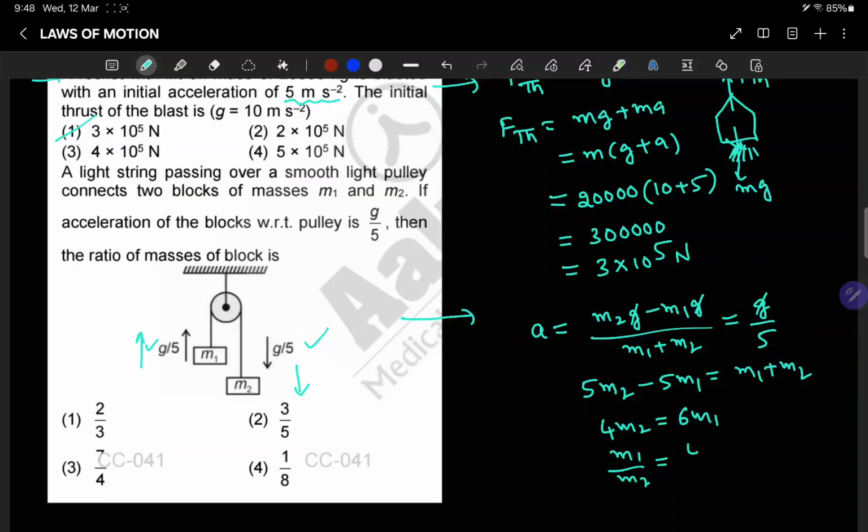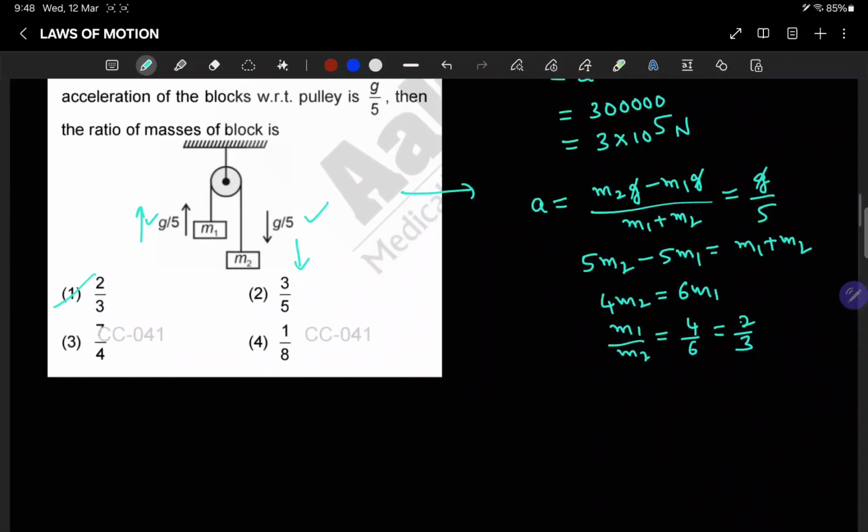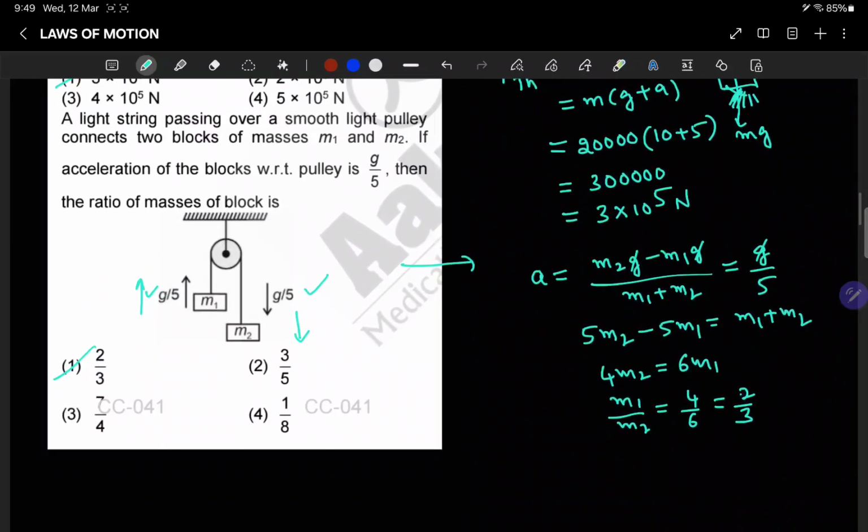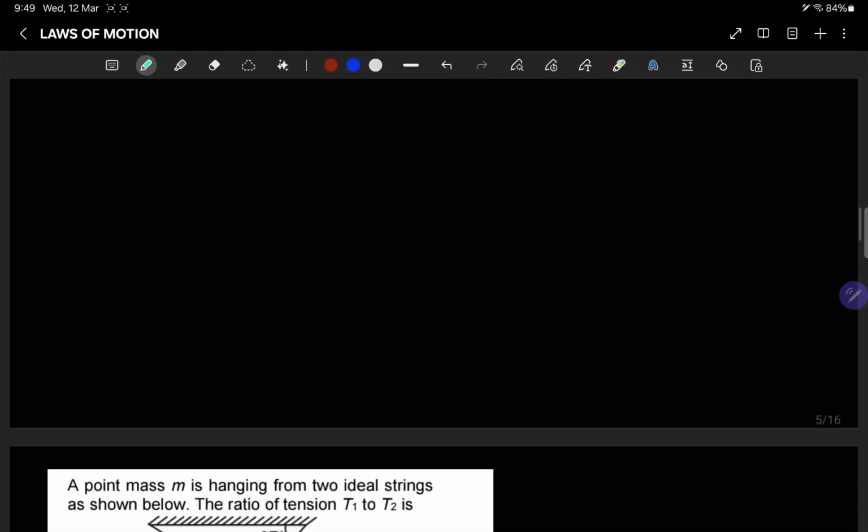m1 by m2 equals 4 by 6. That means 2 by 3. 2 is to 3. First option only is correct, students. Yes, I think this problem is also clear to you. Acceleration is given as g by 5, that is, 1 by 5th of acceleration due to gravity is the acceleration of the system. Yes, students.